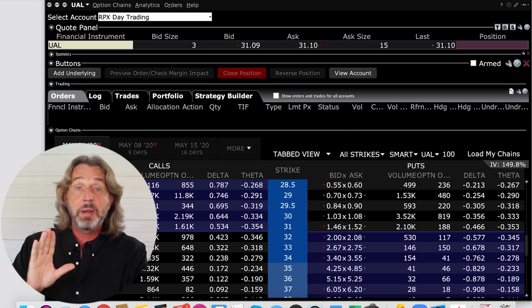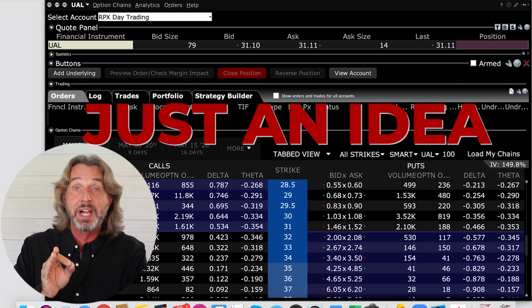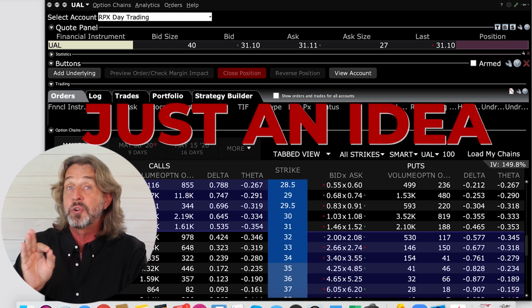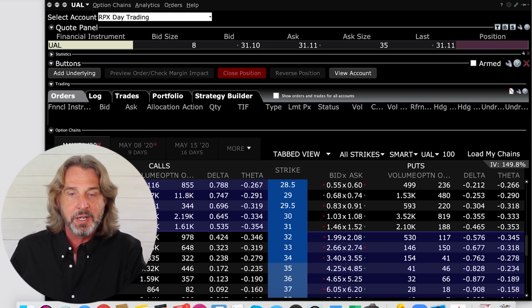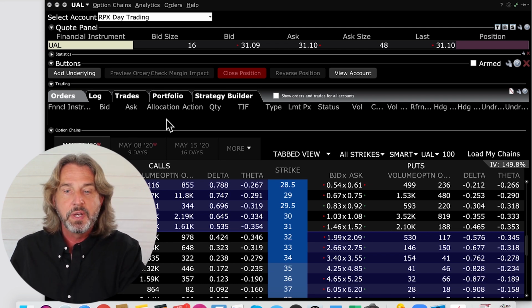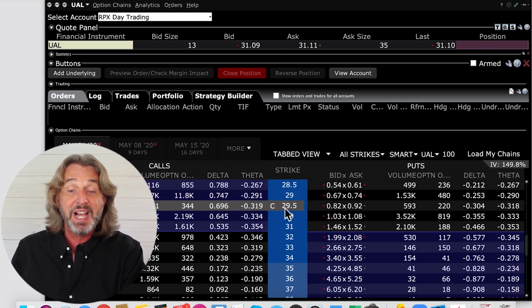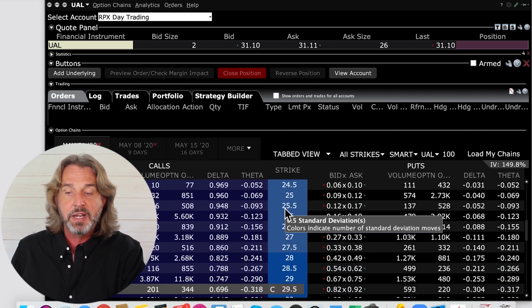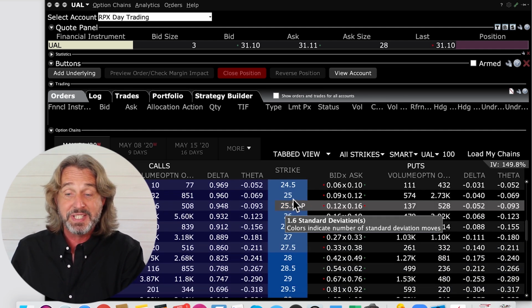Now, by the way, keep in mind that right now I'm just showing you the idea. I don't have the specific rules yet, but here's my idea. It is right now trading at $31. So the idea is that I'm selling deep out of the money puts and calls.